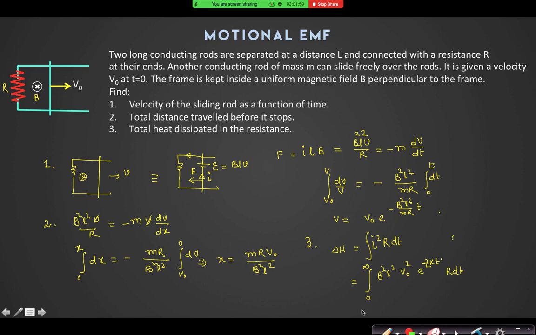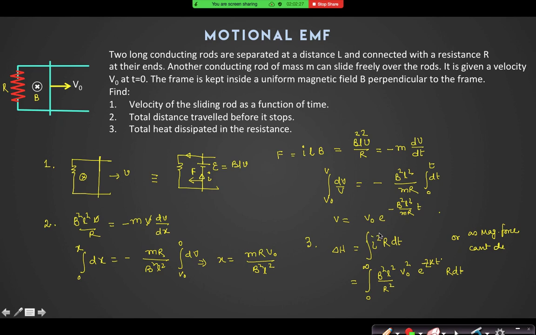Alternatively, yes, I is equal to BLV by R. So it will be R square in the denominator, and the R in the numerator will cancel. Sir, only one R will be there. Yes, there is one R, I will cancel it. Yes, okay.